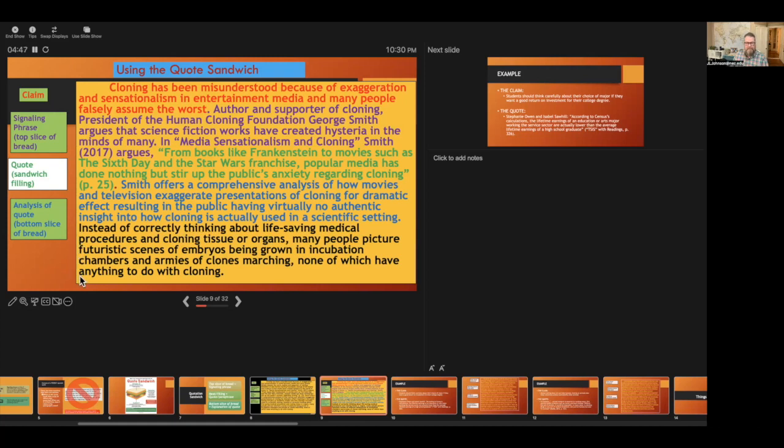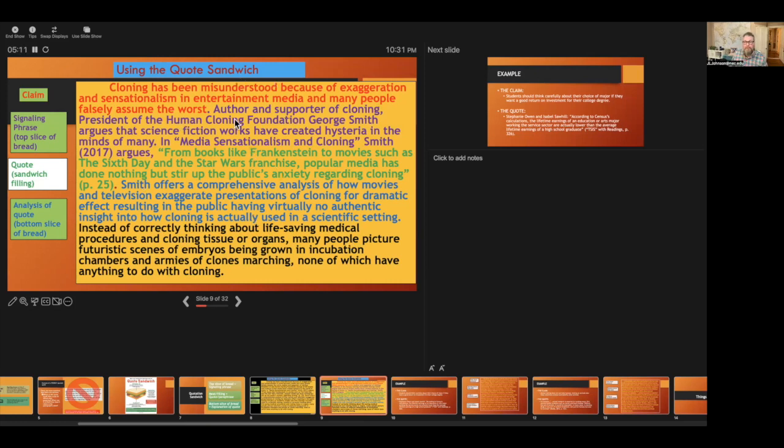What this does is sort of move us out of the paragraph and into the next one. Instead of correctly thinking about life-saving medical procedures and cloning tissue and organs, many people picture futuristic scenes of embryos being grown in incubation chambers and armies of clones marching, none of which have anything to do with cloning. That's an example of the sandwich technique.